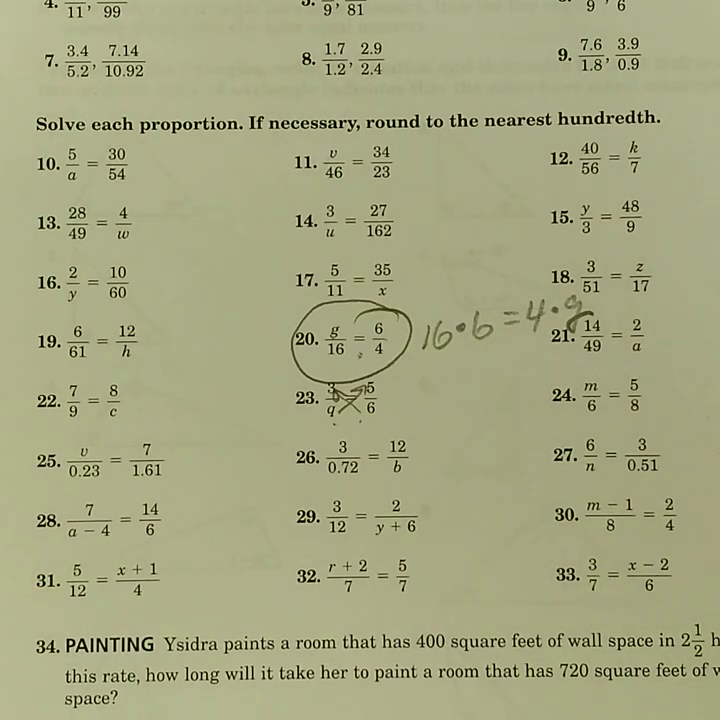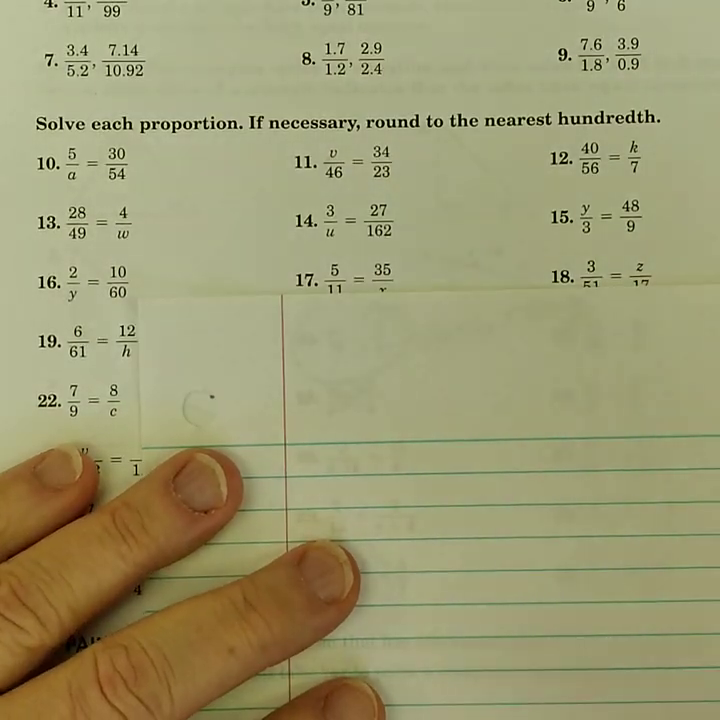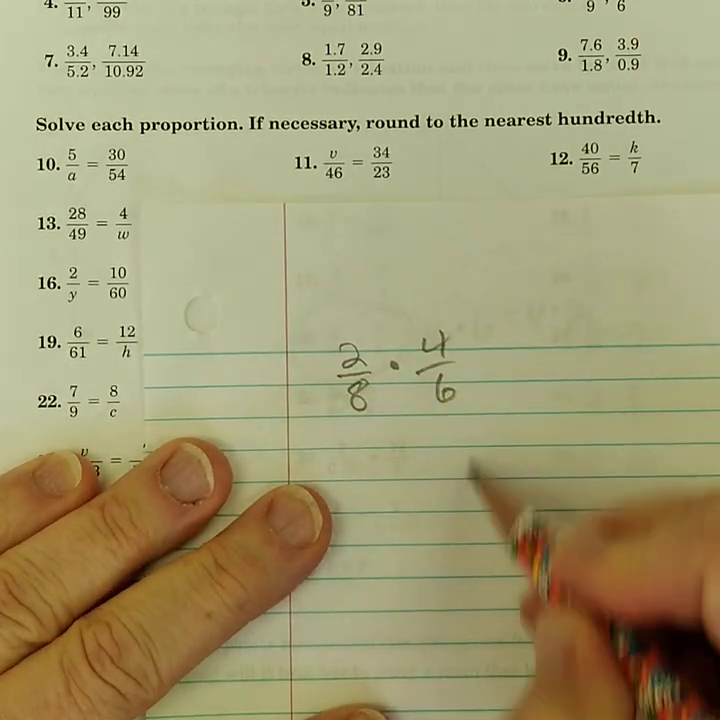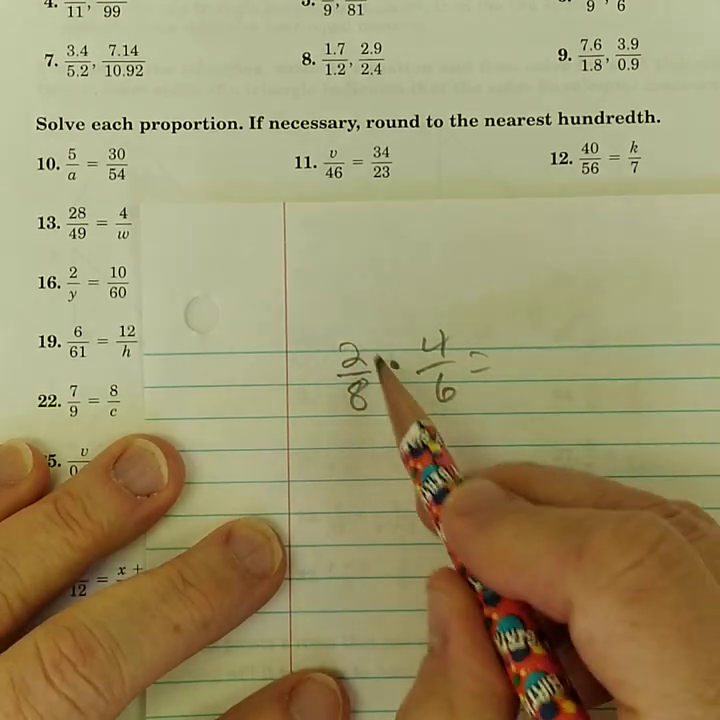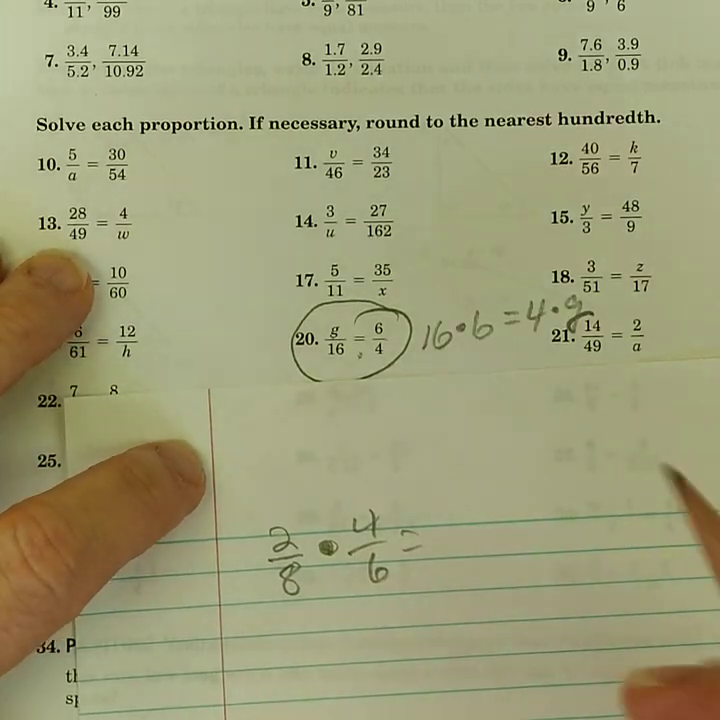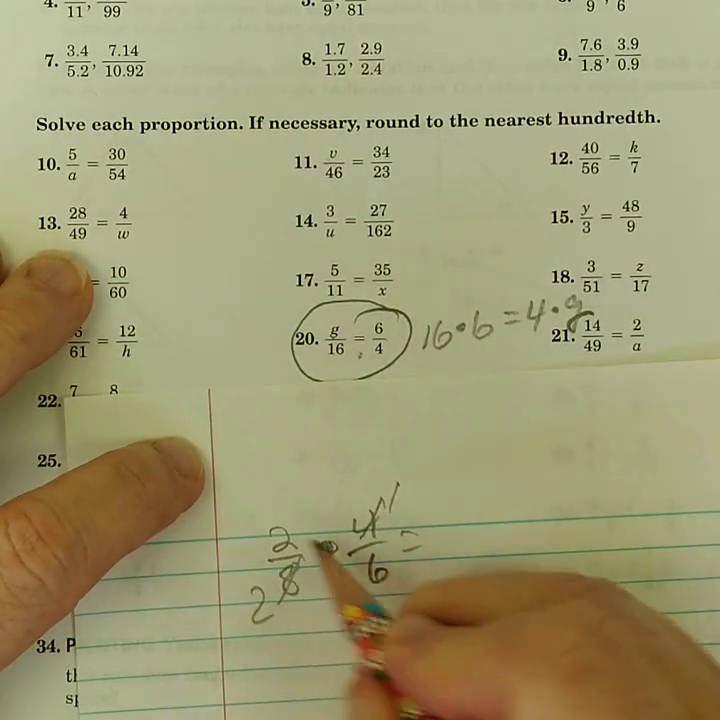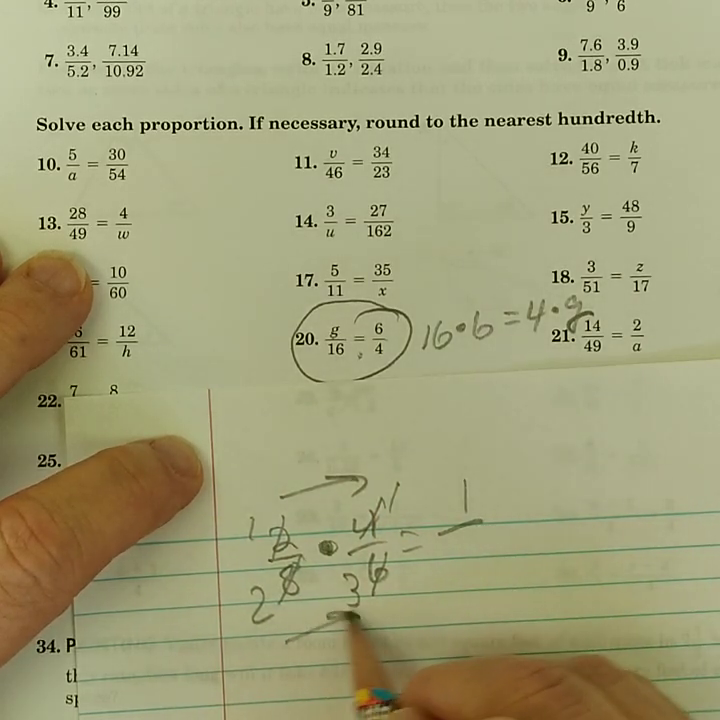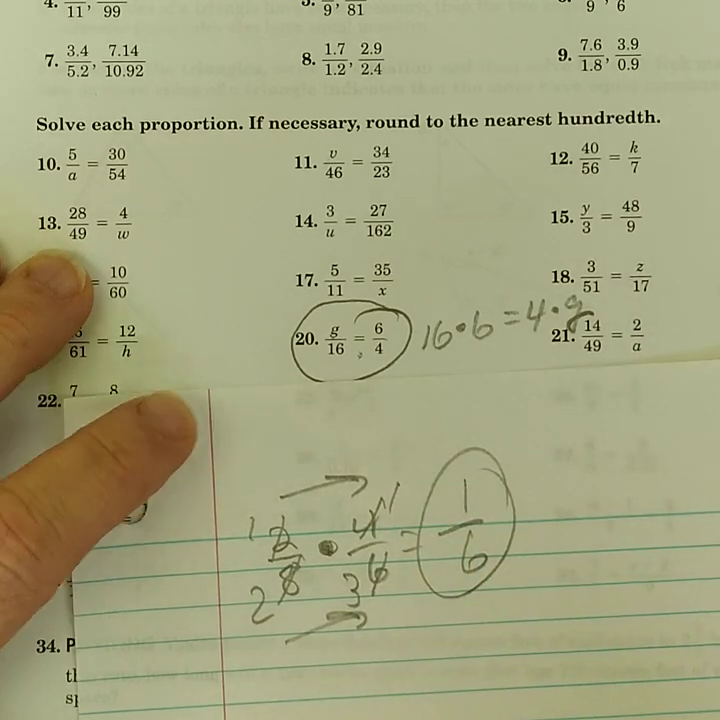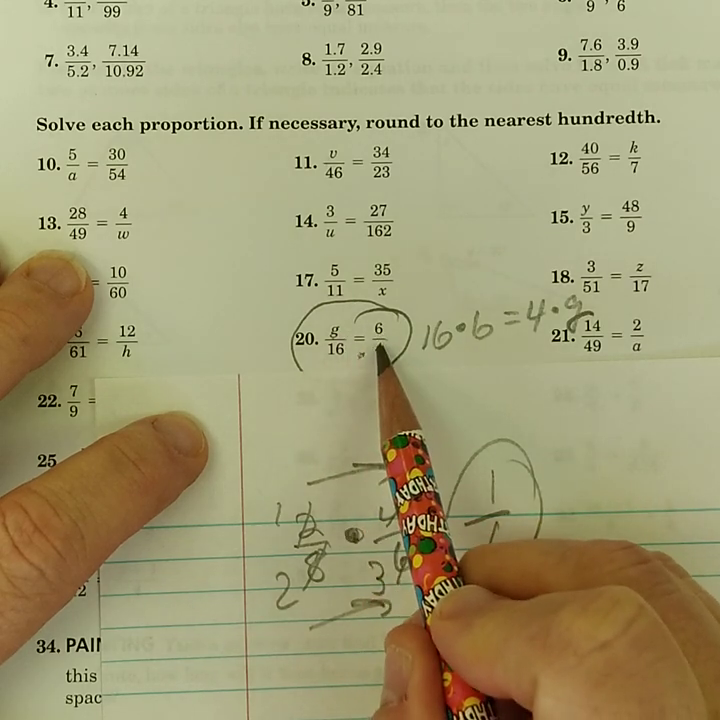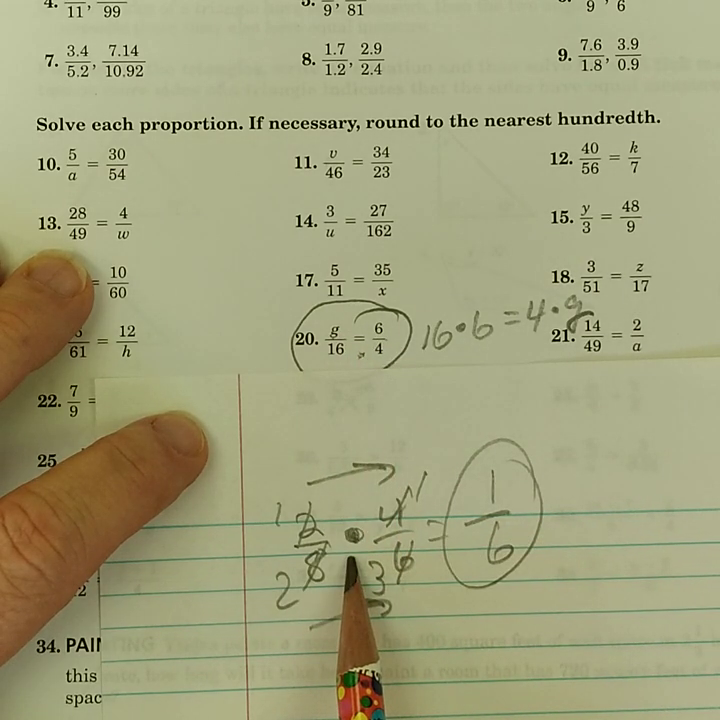So what do you do when you have 2/8 times 4/6? In other words, you have two fractions with a multiplication sign in between. You cross simplify first, and then after you cross simplify, you multiply across the top, and then multiply across the bottom. So when you have an equal sign in between, you cross multiply. When you have a multiplication sign in between, you cross simplify.